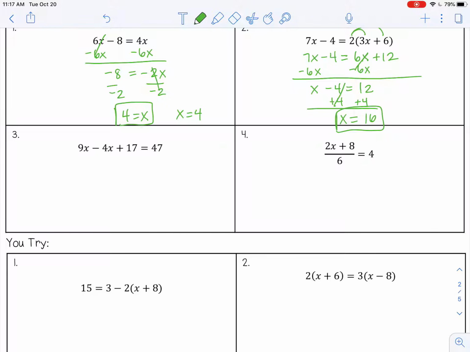All right, number 3, I have like terms on the left side. So 9x minus 4x, that's 5x. Bring everything down. Okay, now I'm going to subtract 17 from both sides. 47 minus 17 is 30. And then divide by 5. So x equals 6.